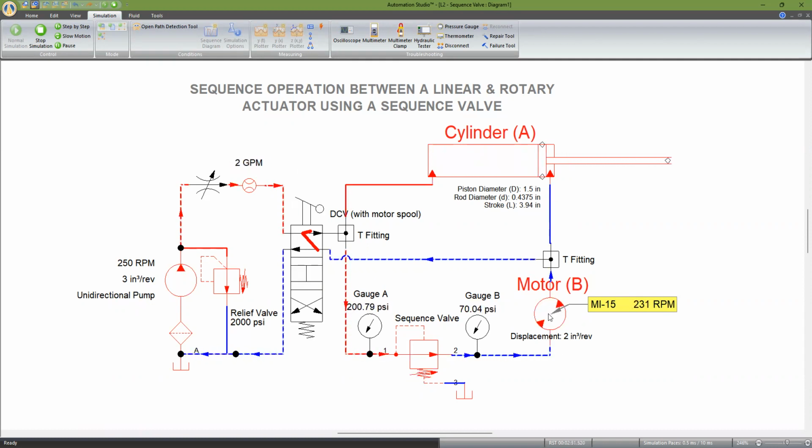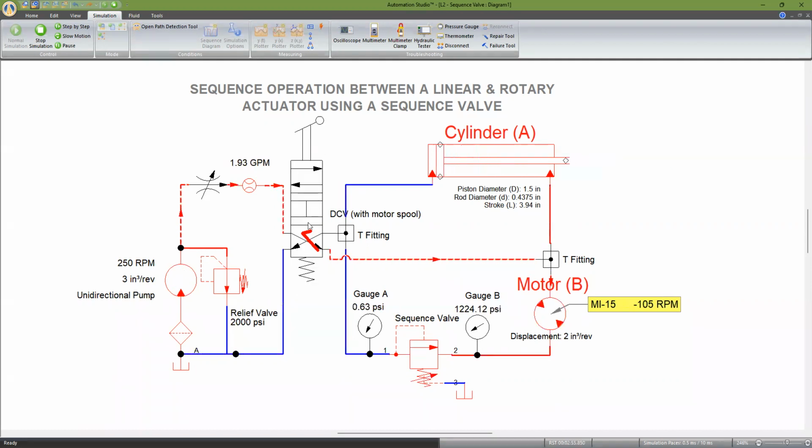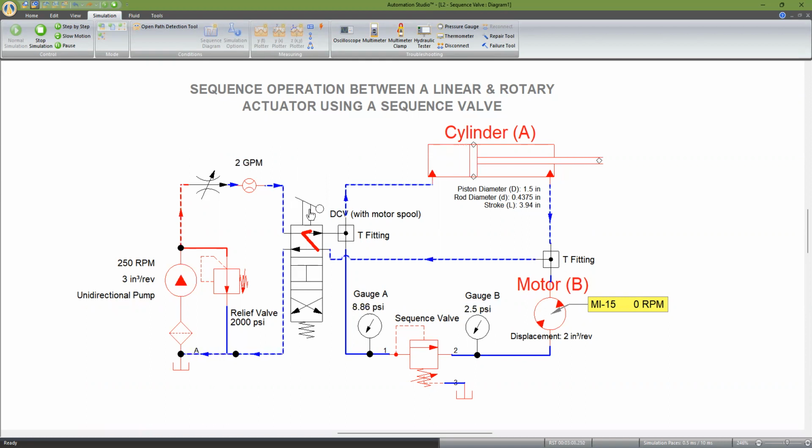Did you watch the sequence? Let's watch it again. When I click this box, you see this one will extend, but this one will stay put because it doesn't have sufficient fluid to do the extension. In 3, 2, 1, here we go.